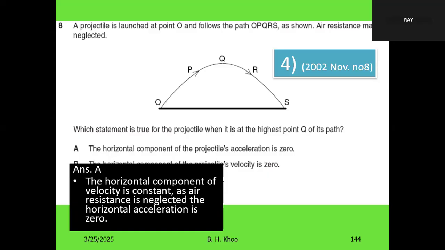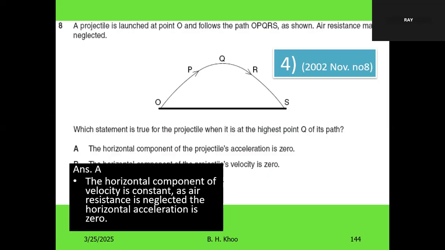A. Wait, teacher, why is it not C? I thought highest gravitational potential energy means zero kinetic energy. No, no, it still has a horizontal component of velocity, so it still has kinetic energy. Oh, okay.